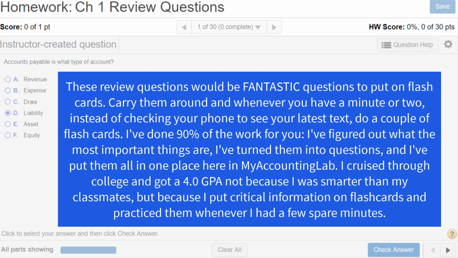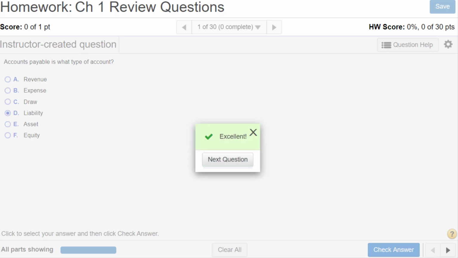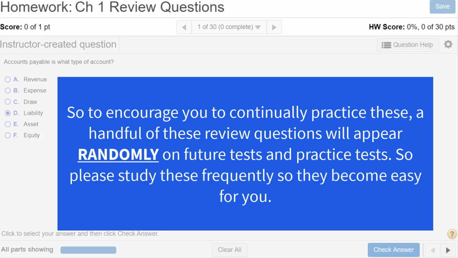I cruised through college and got a 4.0 GPA not because I was smarter than my classmates, but because I put critical information on flashcards and practiced them whenever I had a few spare minutes. So to encourage you to continually practice these, a handful of these review questions will appear randomly on future tests and practice tests. So please study these frequently so they become easy for you.